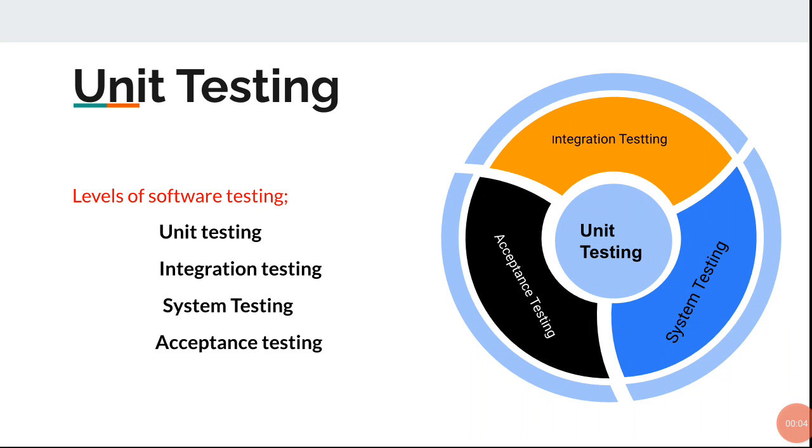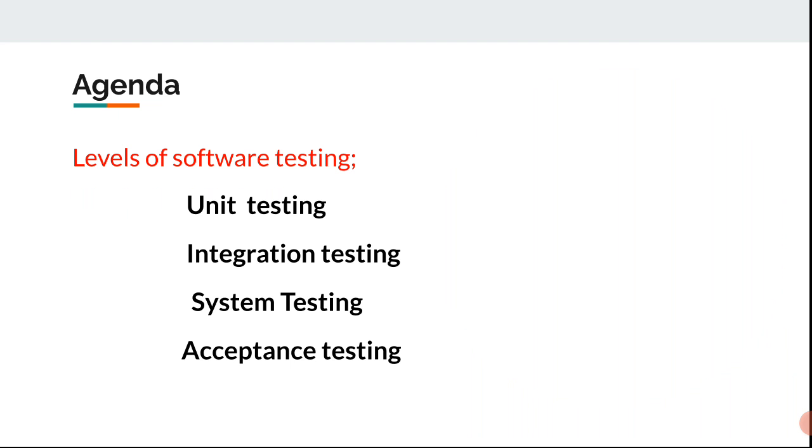In this session, we are going to explore unit testing. Unit testing is a very important type of software testing we perform in software engineering. So, let's move on towards today's agenda. Today's agenda includes what is unit testing, and the levels of software testing. We have unit testing, integration testing, system testing, and acceptance testing. So let's explore the levels of software testing.